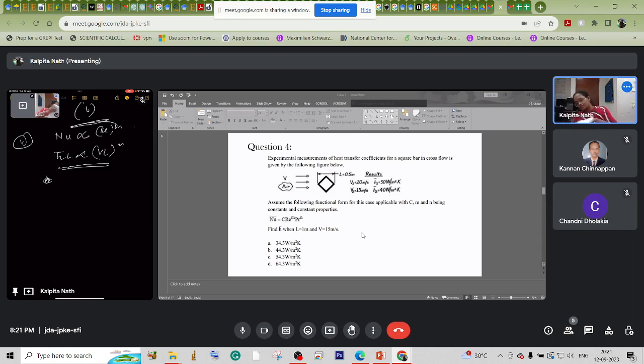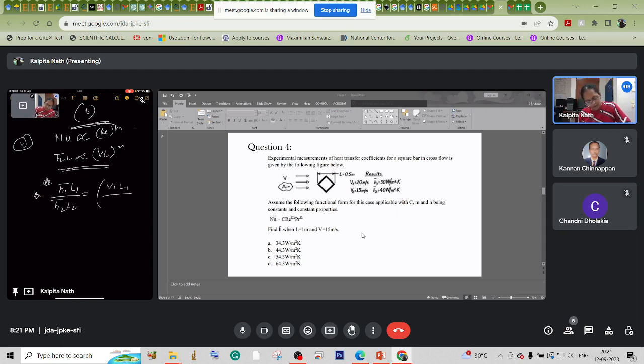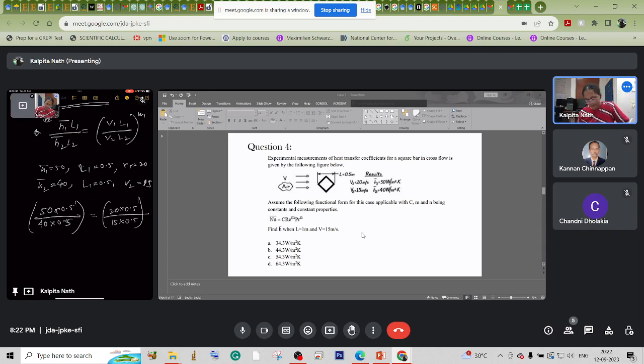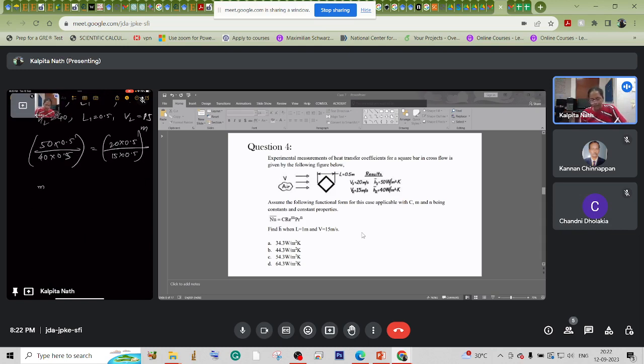Okay, let me solve this for you. For the first case, this we already found out. For case 1 and case 2, h1 bar L1 upon h2 bar L2 is equal to V1 L1 by V2 L2 to the power m. So from here we know h1 as 50, L1 as 0.5 and V1 as 20. Similarly, we know h2 as 40, L2 as 0.5 and V2 as 15. Now we write this as 50 into 0.5 upon 40 into 0.5 is equal to 20 into 0.5 upon 15 into 0.5 to the power m. Now from here we get m as 0.78.